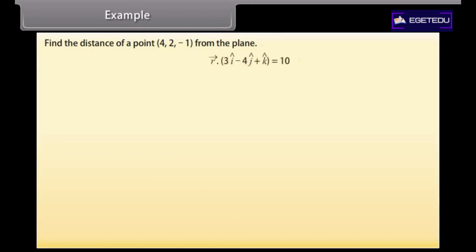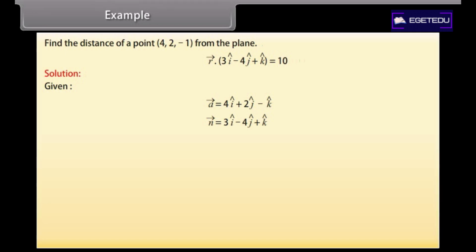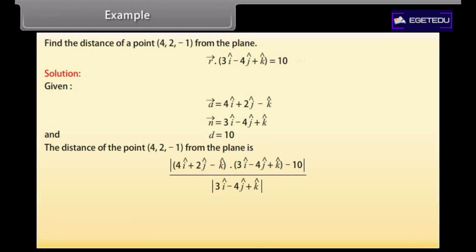Example. Find the distance of the point 4, 2, minus 1 from the plane. Solution. Given vector A equals 4 cap i plus 2 cap j minus cap k, vector n equals 3 cap i minus 4 cap j plus cap k, and d equals 10. The distance of the point 4, 2, minus 1 from the plane is equal to the modulus of 12 minus 8 minus 1 minus 10 by the modulus of the square root of 9 plus 16 plus 1, which equals 7 by square root of 26.